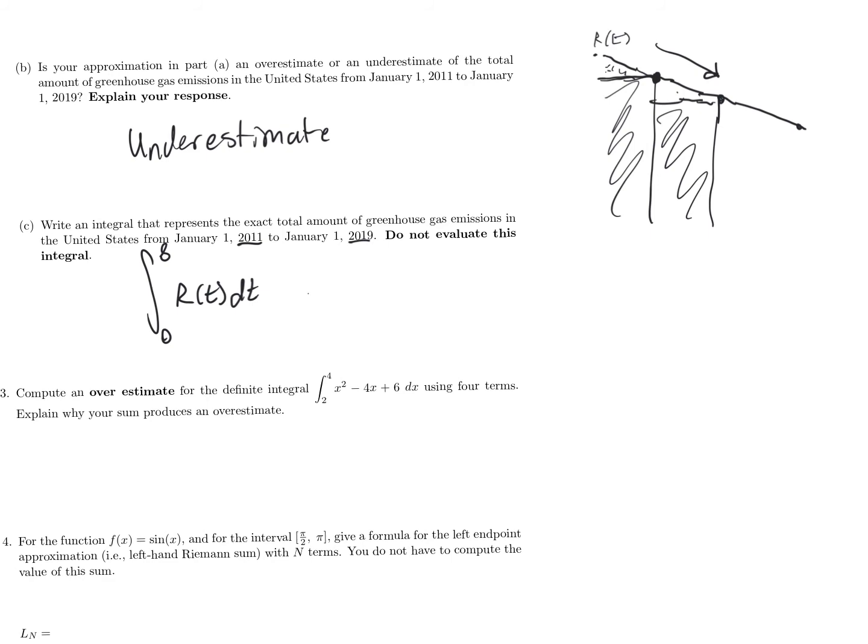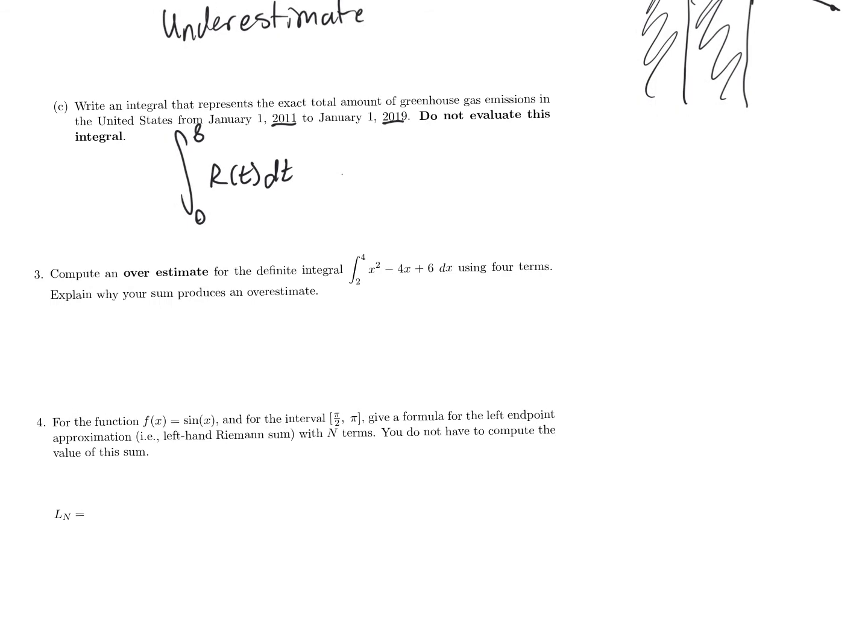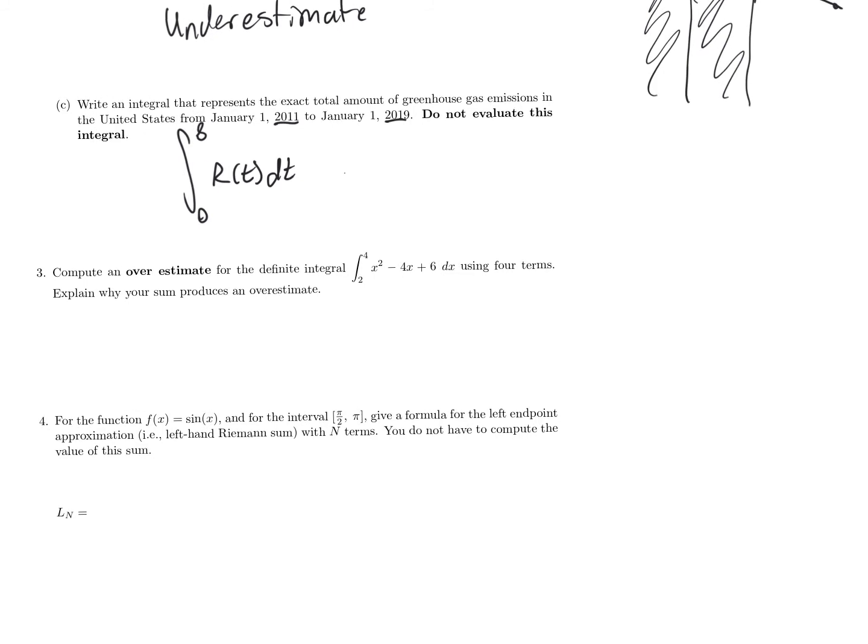Part D, I'm going to, oh, there is no part D. Well, we're on to problem 3. So what question 3 is asking, it says, for this graph, this parabola, we want to estimate this integral using 4 terms. And we actually want an overestimate. So how are we going to do that?